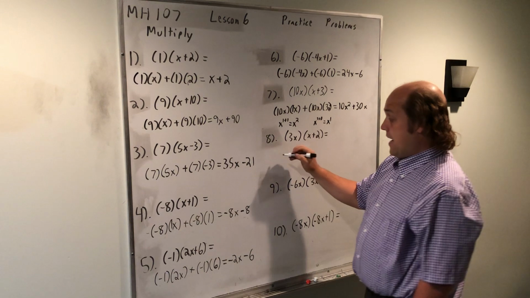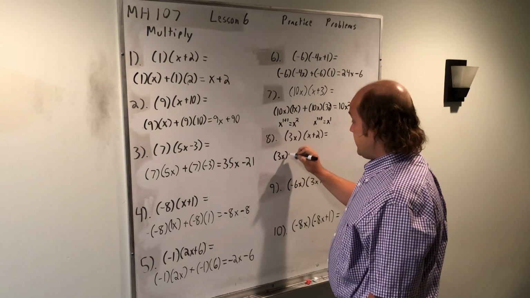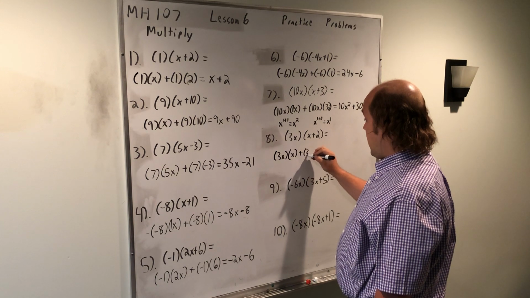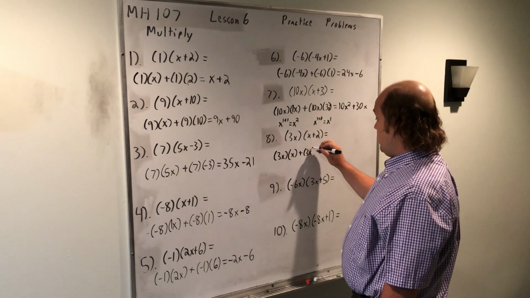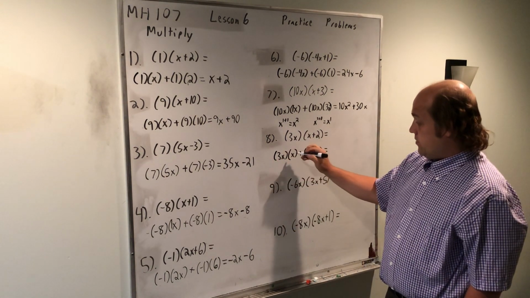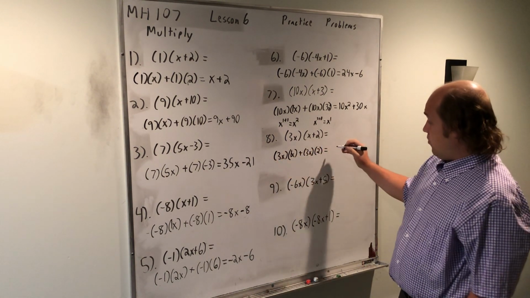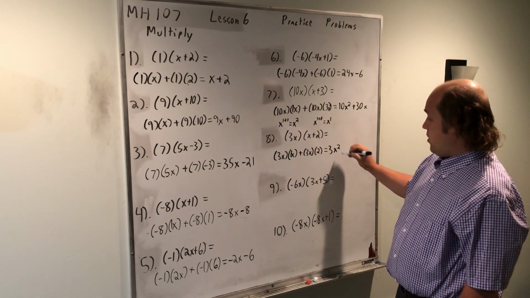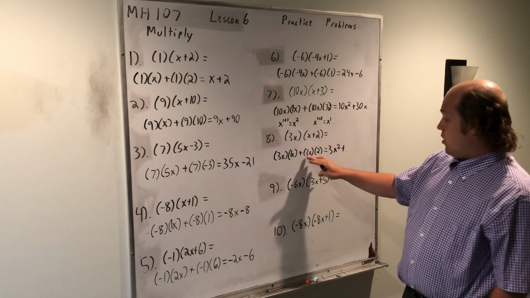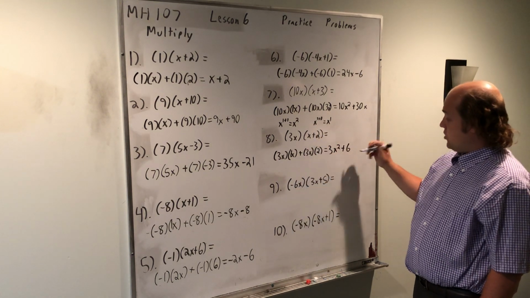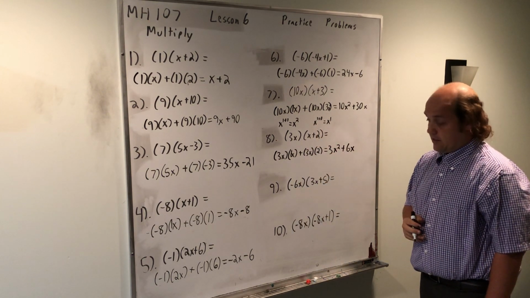For problem number 8, we're taking 3x from the outside, multiplying it by the first term x, then the 3x from the outside, multiplying it by the second term 2. 3 times an understood 1 gives me 3. X times x gives me x squared. Plus 3 times 2 gives me 6. Single power of x just leaves me with the single power of x.